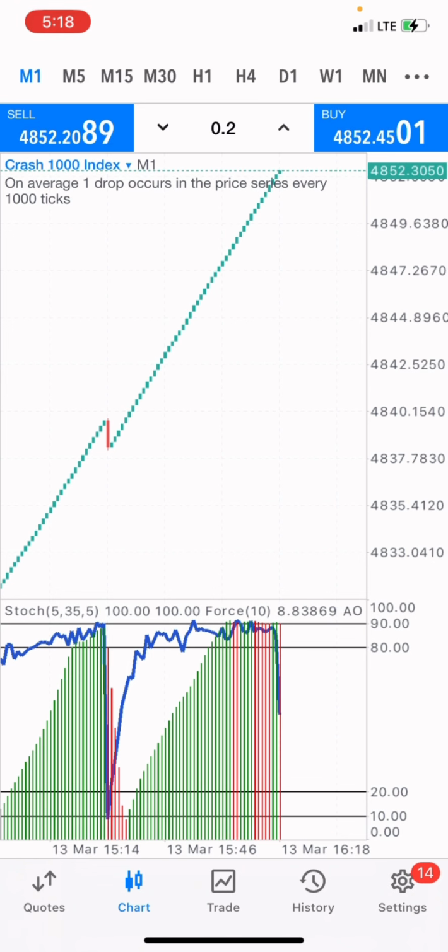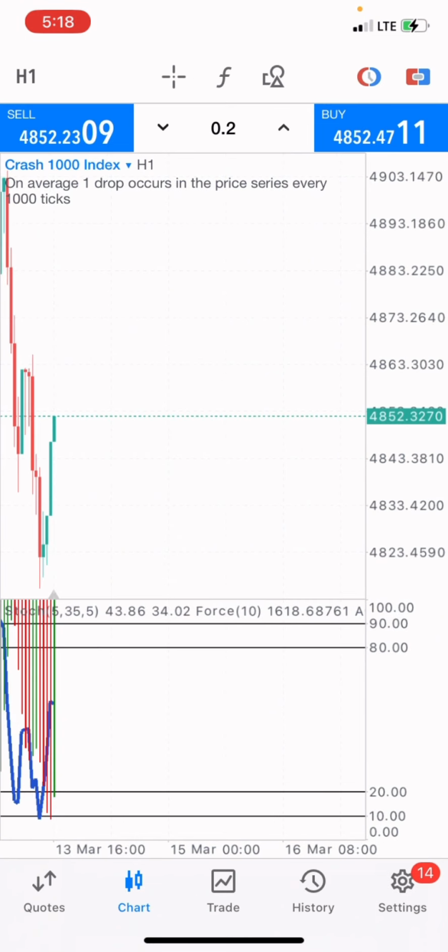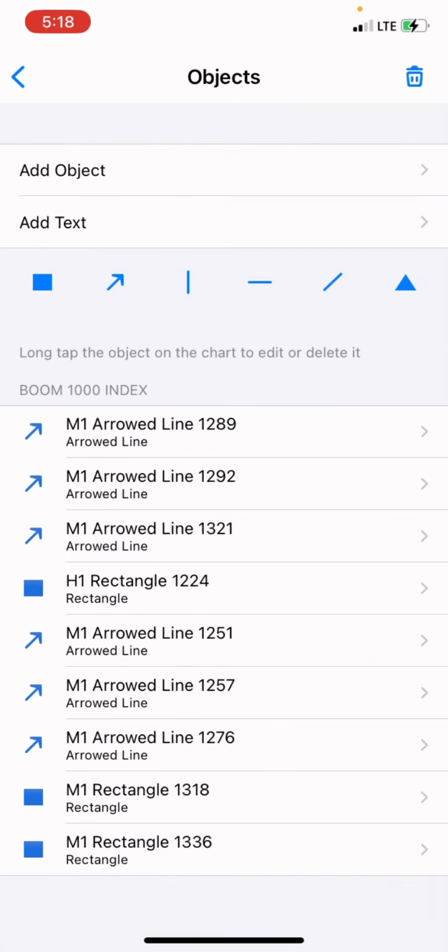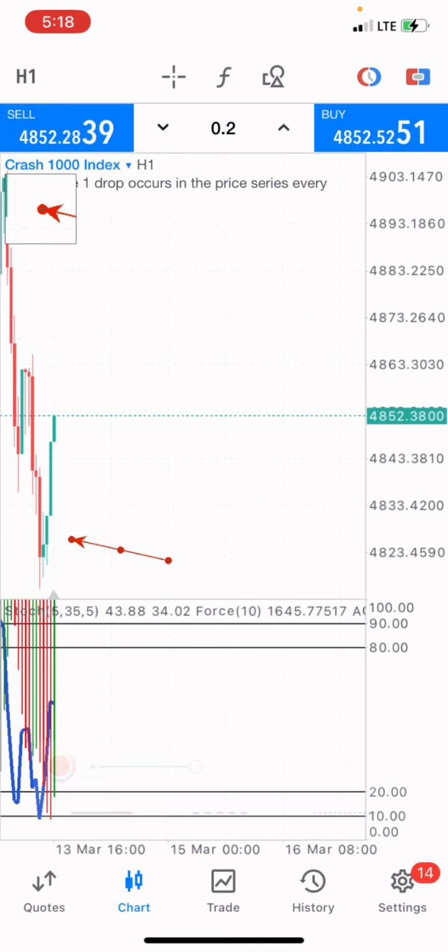All right, so everything I explained on the Boom 1000 index market will be done the opposite way on the Crash 1000 index market. So in the Crash 1000 index market, instead of a bearish closing price, you want to see a bullish closing price on the 1 hour time frame. And here you can see that we had 2 strong bullish closing candlesticks on the 1 hour time frame.